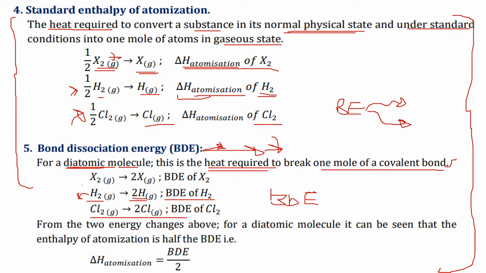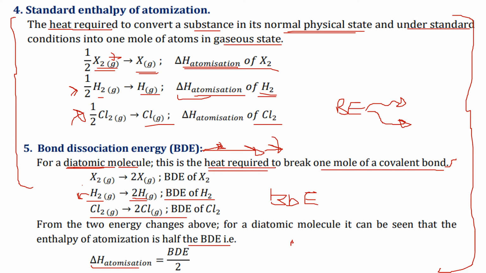From the two energy changes above, for a diatomic molecule, it can be seen that enthalpy of atomization is always going to be half of the bond dissociation energy. Remember that bond dissociation energy gives us two atoms. So if you want the energy for one atom, which is called enthalpy of atomization, we get it by halving the bond dissociation energy.